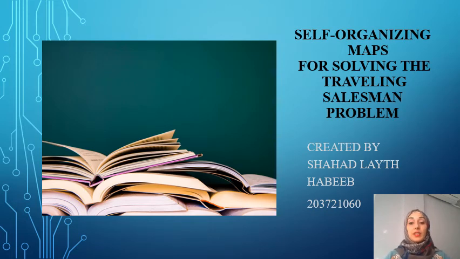Hi, my name is Shahadlek Habib. My student number is 203721060. I will talk about self-organizing map for solving traveling salesman problem.